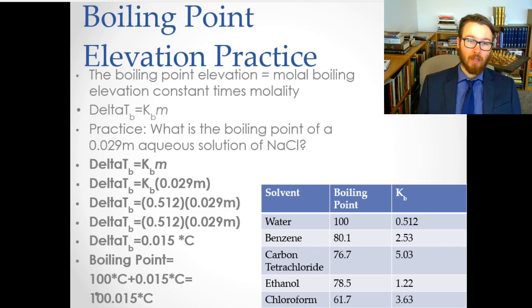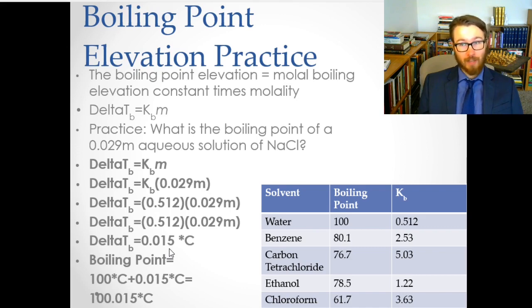Well, let's look. The formula is delta TB equals Kb times molality. All right, well, we have the molality, just plug it in. So delta TB equals Kb times 0.029 molal. Well, we also have the Kb. Kb is a constant, it's the same, so for water it's 0.512. Now on your homework problem, you're going to have to know this, so I'd write this down. So delta TB equals 0.512 times 0.029. Well, great. That means it's 0.015 degrees Celsius. The change in boiling temperature is 0.015 degrees Celsius.